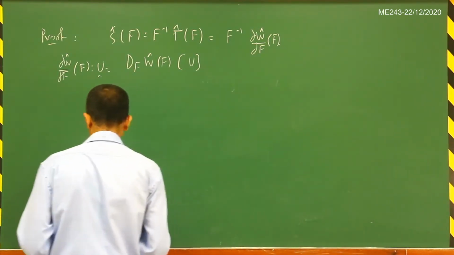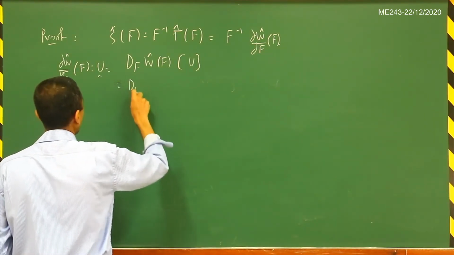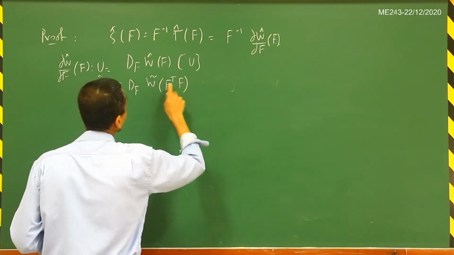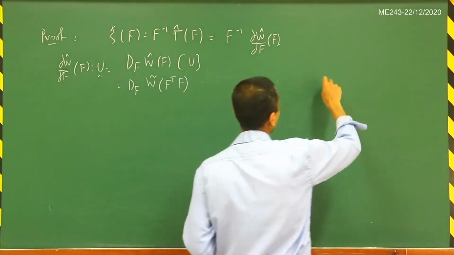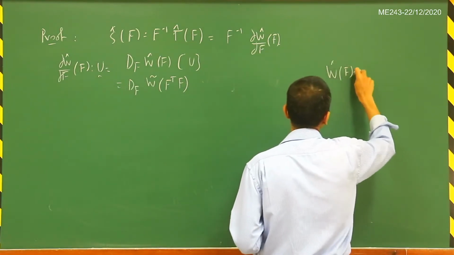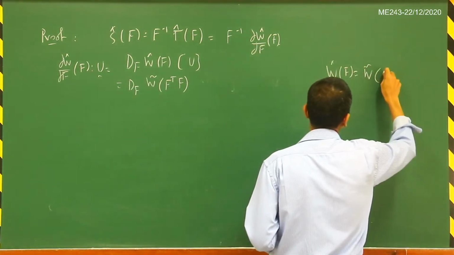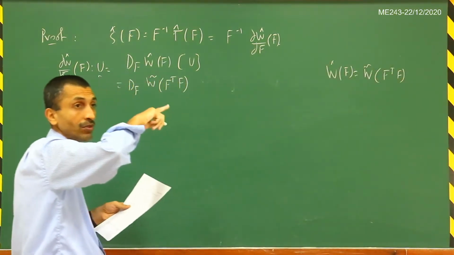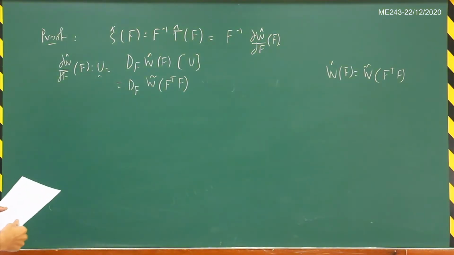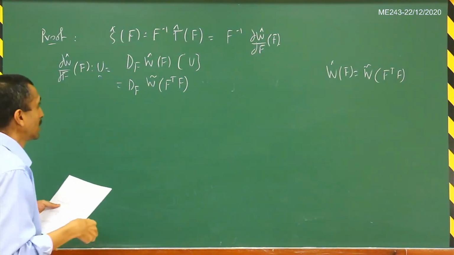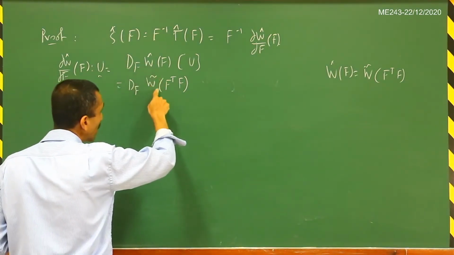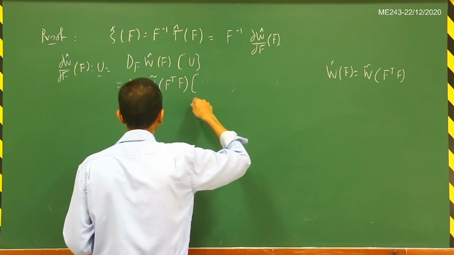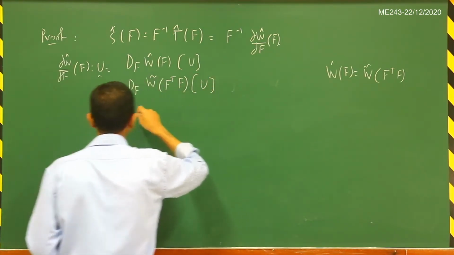So this is equal to D_F of W tilde of F transpose F. This is something we have proved. In the last class we showed that W hat of F is equal to W tilde of F transpose F. This is because of material frame indifference. We used the polar decomposition proposition and we were able to deduce this particular relation. So I am using that relation here. So W hat of F is W tilde of F transpose F, and then we are using the chain rule here.